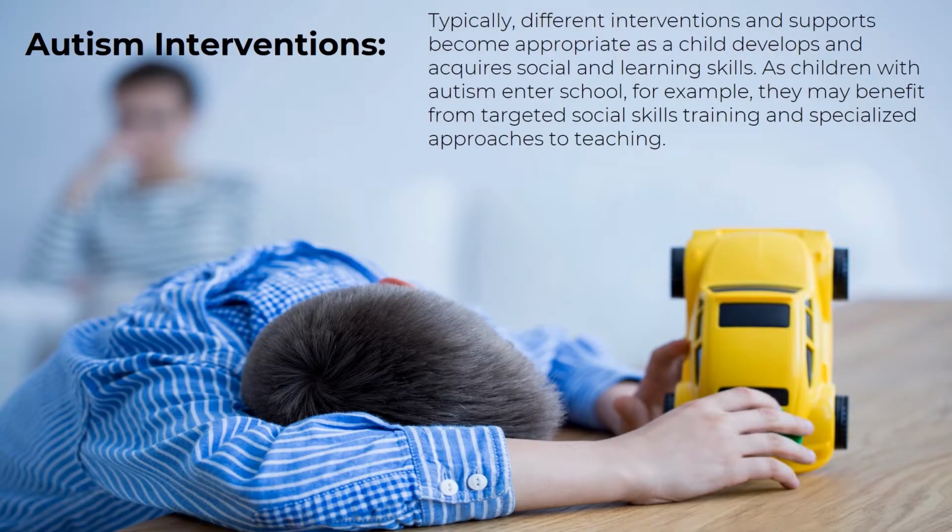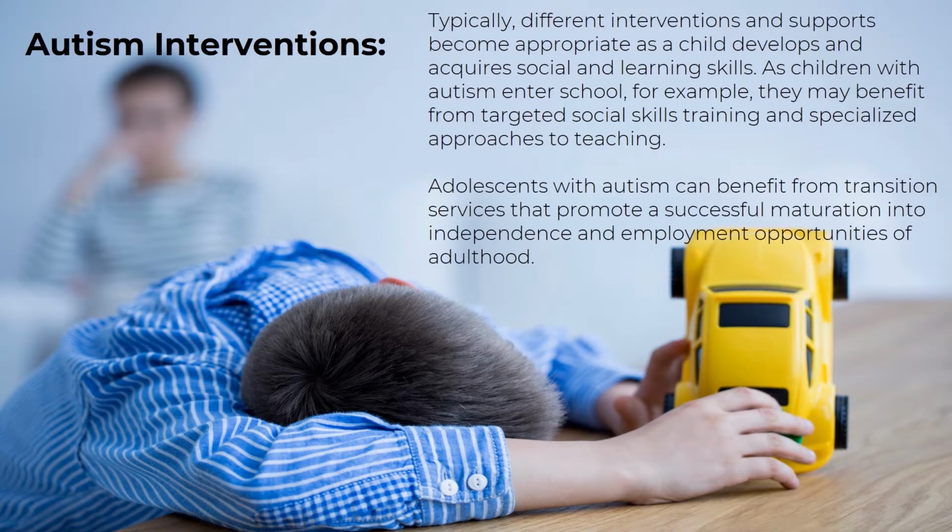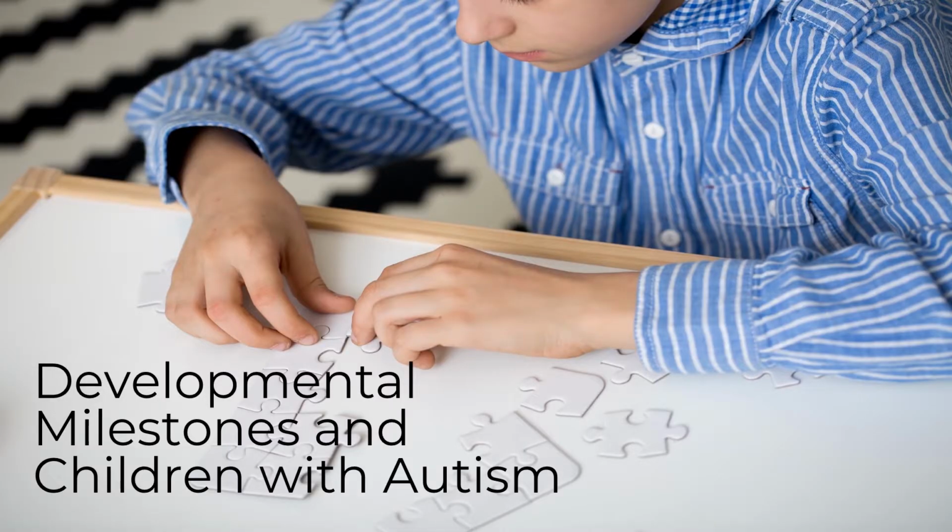Typically, different interventions and supports become appropriate as a child develops and acquires social and learning skills. As children with autism enter school, for example, they may benefit from targeted social skills training and specialized approaches to teaching. Adolescents with autism can benefit from transition services that promote a successful maturation into independence and employment opportunities of adulthood. Let's take a look at how autism can impact a child's development.